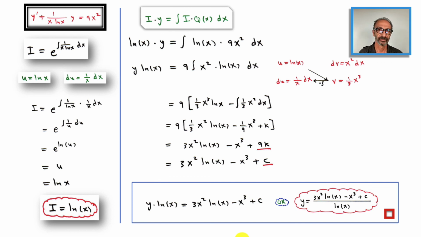We're done. I have another example after this. This is about 13 minutes. So the second example is going to be about the same.